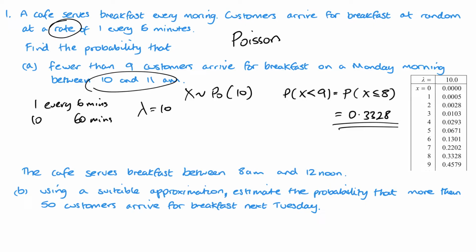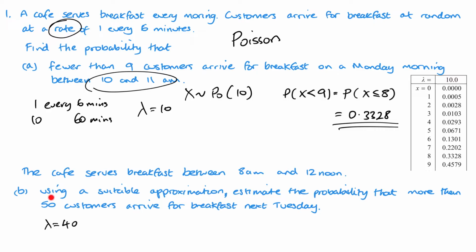Now moving on to the second part, we can see the cafe serves breakfast between 8 a.m. and 12 noon. So that's going to be 4 hours, isn't it? Okay, so value of lambda for 1 hour was 10. So for 4 hours, it's going to be 40, isn't it? So we've increased that value of lambda. Lambda is now large, so it should be an approximation.